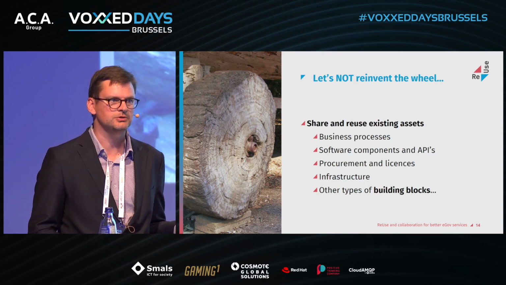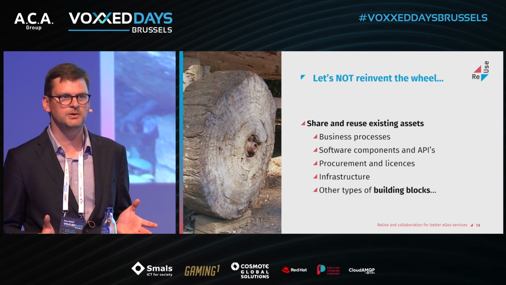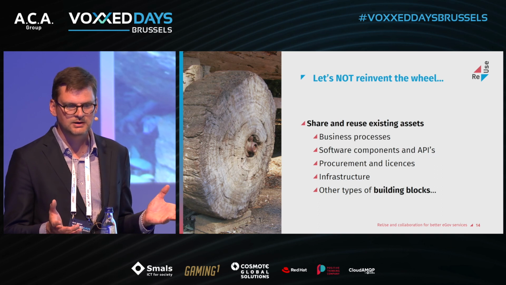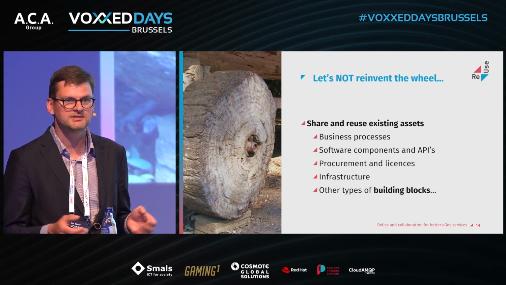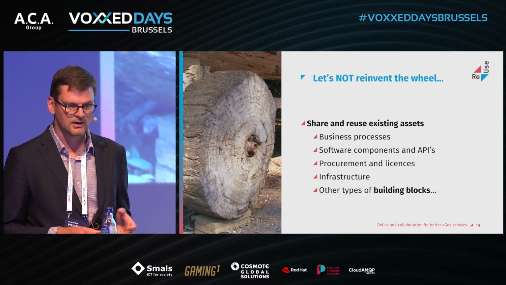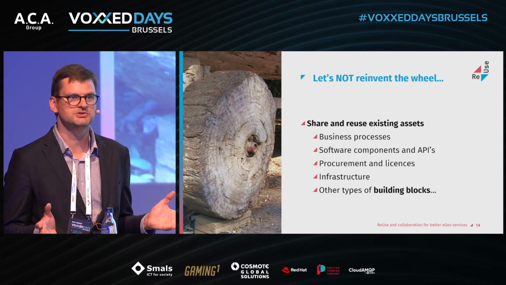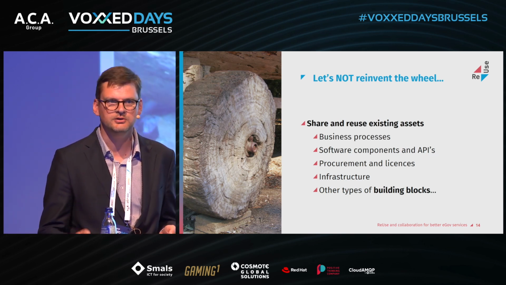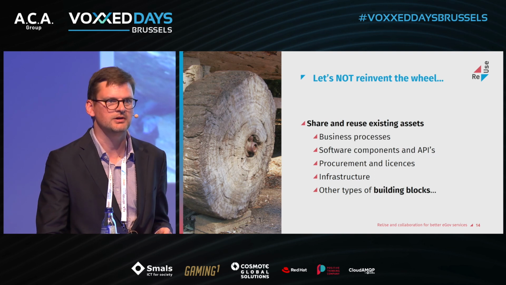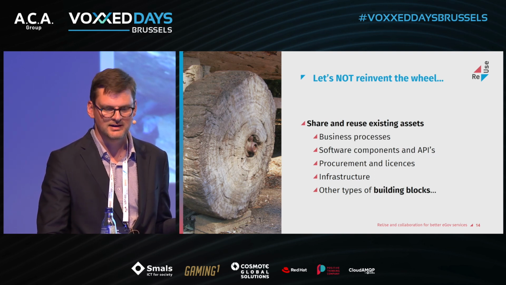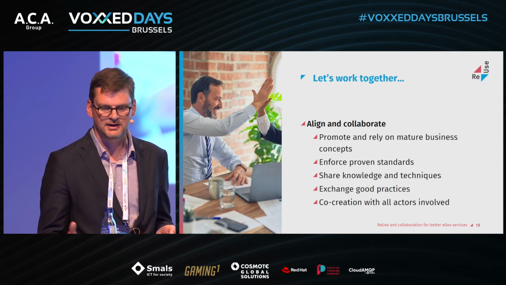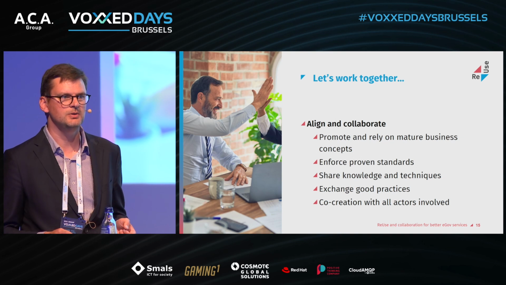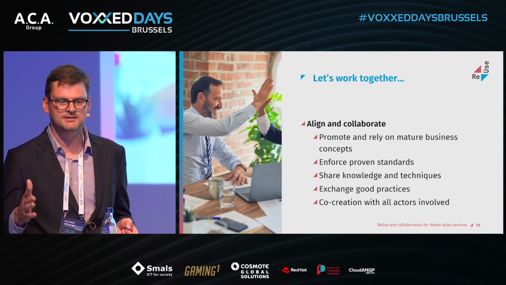In the government, we also try to buy software sometimes. Of course, there's a lot of expertise on the market, and there we try to have a common procurement, common licenses, also to reduce costs. Of course, we can share infrastructure, and so in the federal government we have different data centers, but also all kinds of other building blocks can be put forward. So building blocks is one important thing, and the other thing, like I mentioned at the beginning, is the alignment and collaboration. And so also that can be done at different levels.